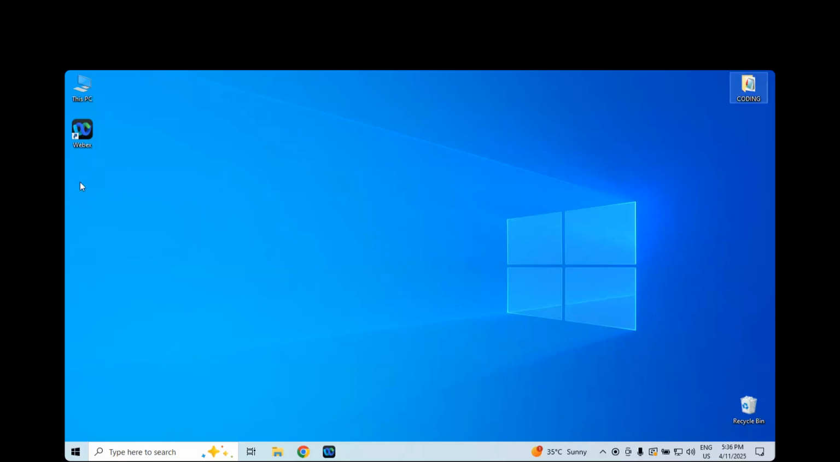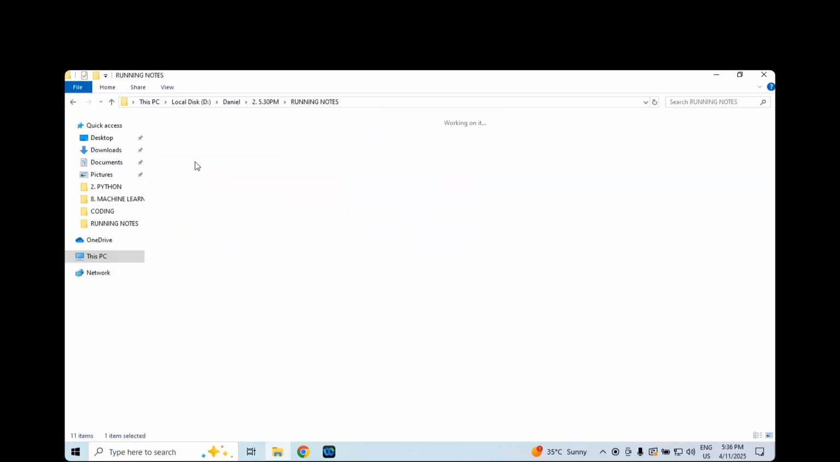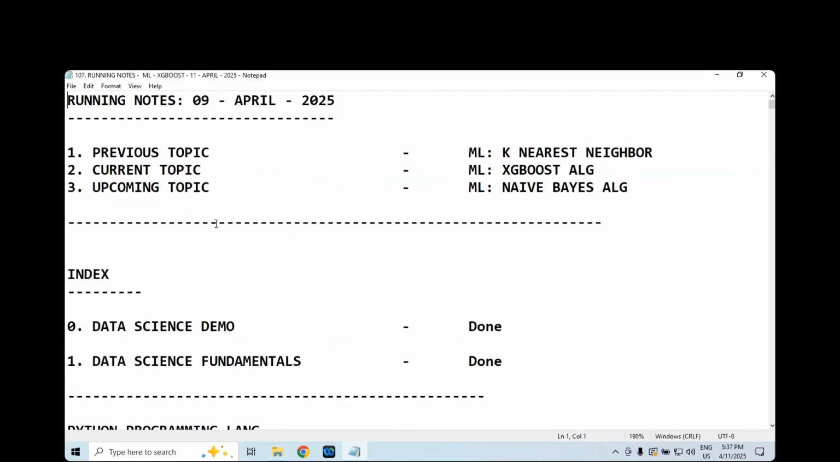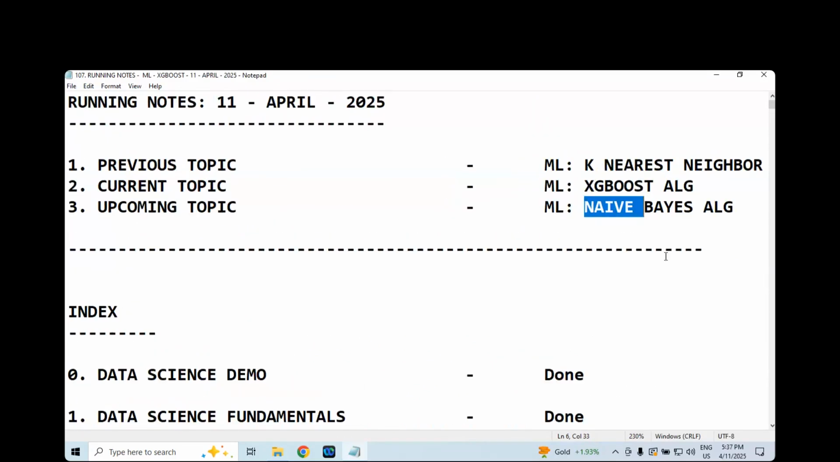I still remember we are running with XGBoost. Yeah, back to the session. The next one is Naive Bayes algorithm.